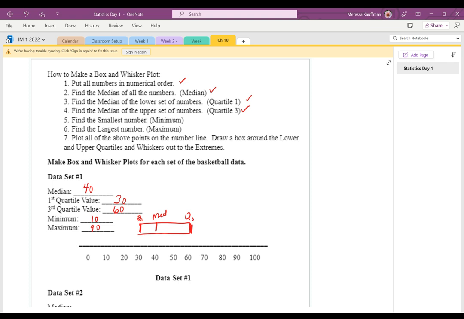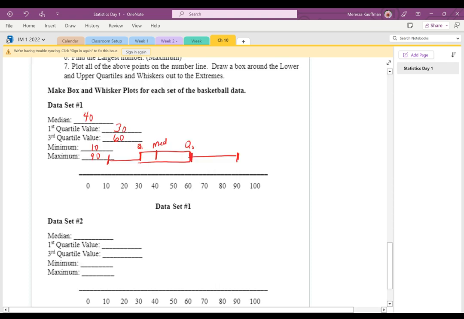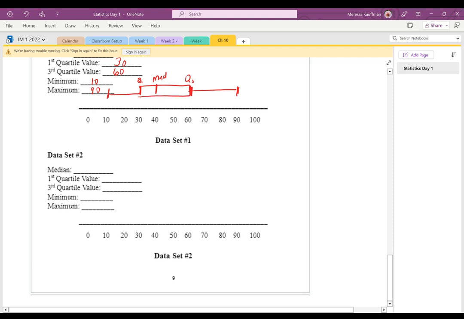Now, to get the whiskers, our whiskers go out to the min. So here's one whisker, and it extends to the rectangle of our box here. And then our max was 90, and that's how we extend that out. So our min, our max, our quartile 1, our median, our quartile 3. All right, so you will be doing that for data set 2.